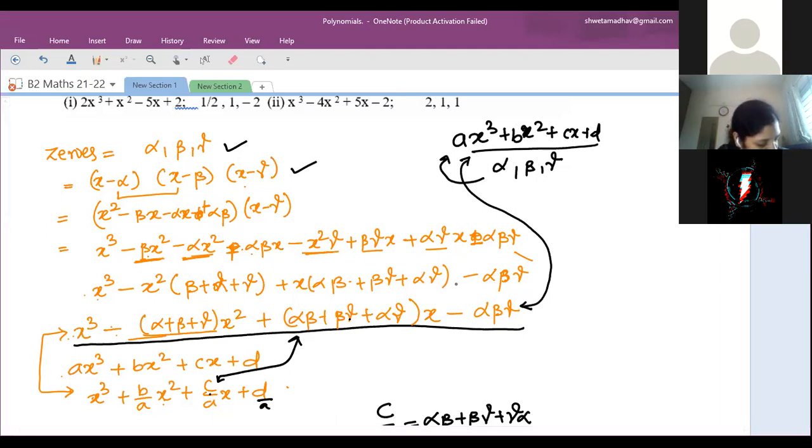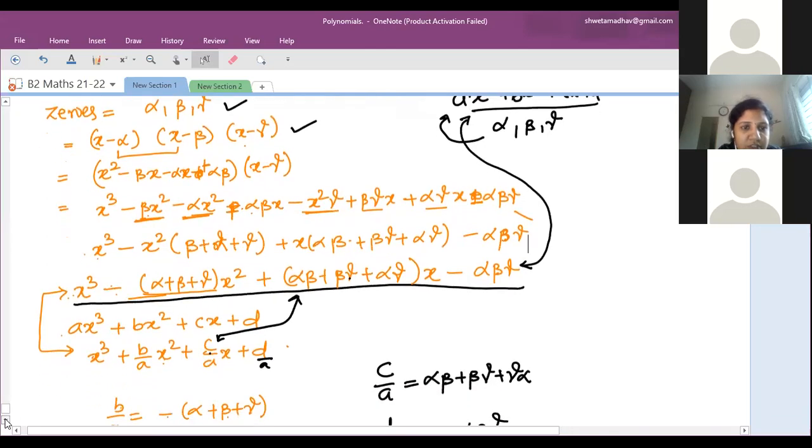Clear? Yes, ma'am. And by equating, we got the relation between the zeros and the polynomial coefficients.